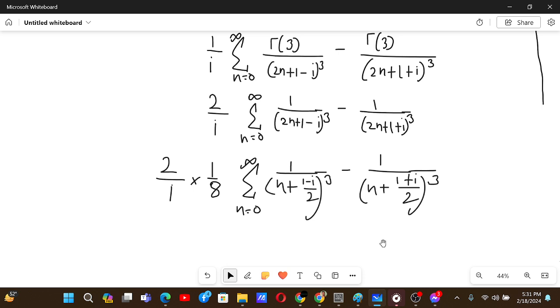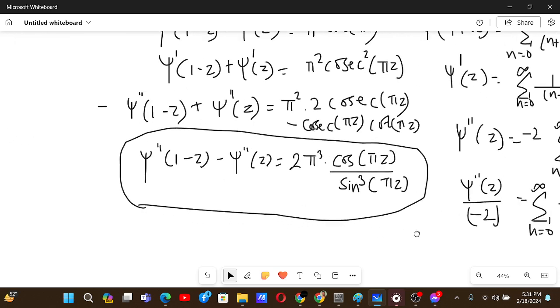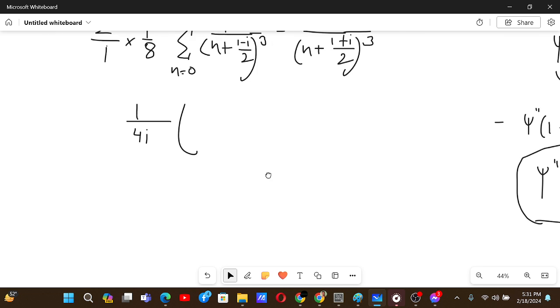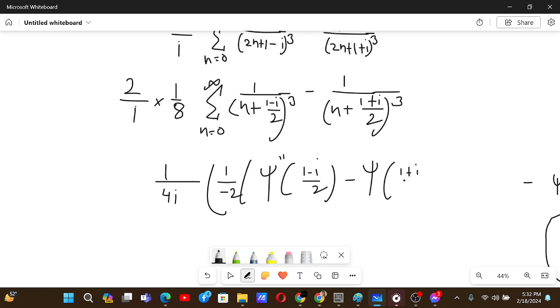Okay, so what's our next step now? This is 1 by 4i. Yeah. Now we already derived that this is quad gamma of z by minus 2. Yeah, that's why let us have 1 by minus 2, and then quad gamma of (1 minus i) by 2 minus quad gamma of (1 plus i) by 2.